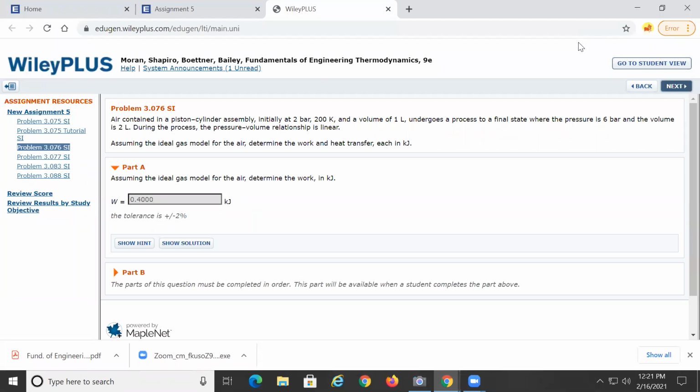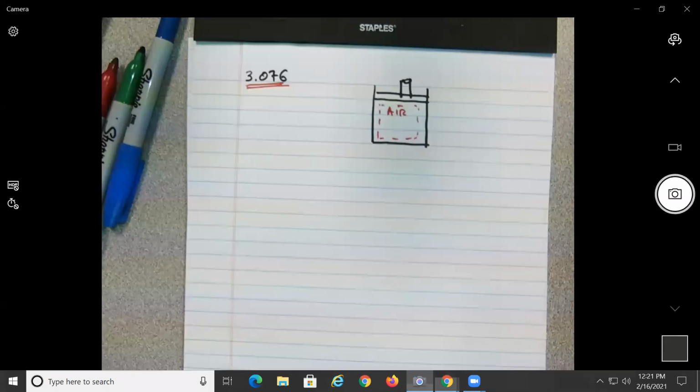Okay, let me just look at the problem very quick, and you correct me. So when I read this problem, let's see what they say. Air contained in a piston cylinder assembly. So I will do the figure of a piston cylinder. I'll show you in a minute. So the figure I will do is this one here. And now I'll keep adding data on it.